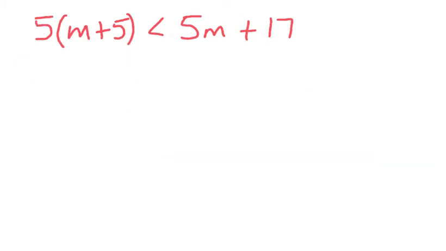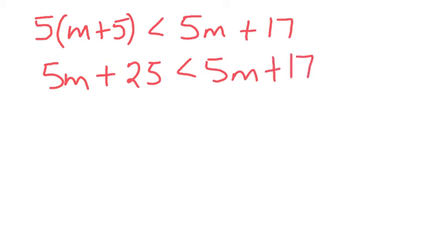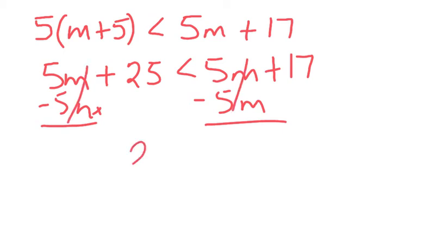Okay, let's do another one. This one, the first step is distribute. 5 times m is 5m. 5 times 5 is 25. Now, the next thing to do is get our m's together on the same side. So minus 5m minus 5m. Uh-oh, our 5m's are both about to be gone. 5m minus 5m, that cancels. 25 is less than 17.